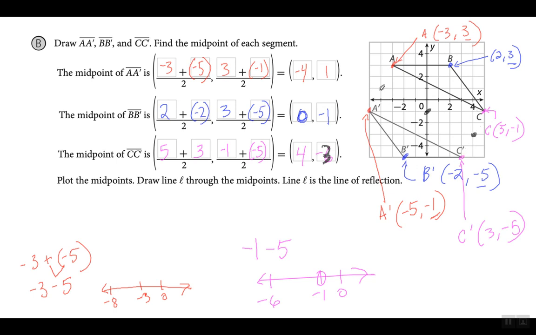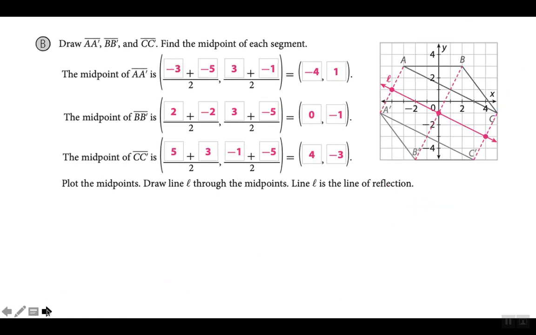Now I just connect those dots, and I didn't do a good job of that, but that should have been a better line. But that would be my line of reflection. Let's look at the answer from the book, which is a lot easier to see, the line of reflection.